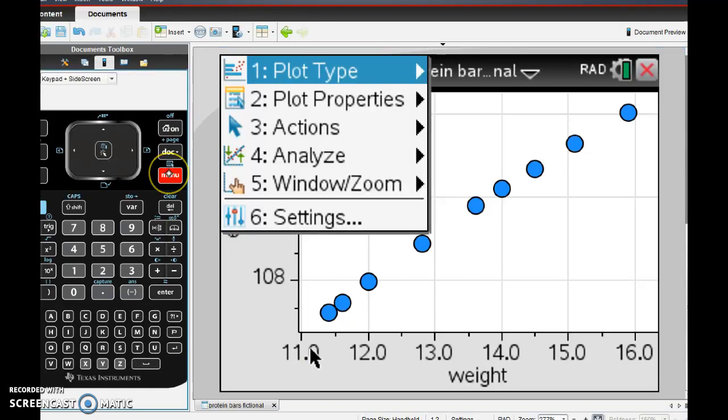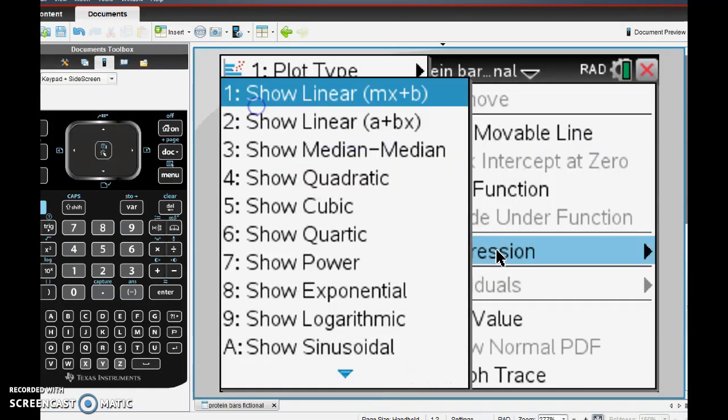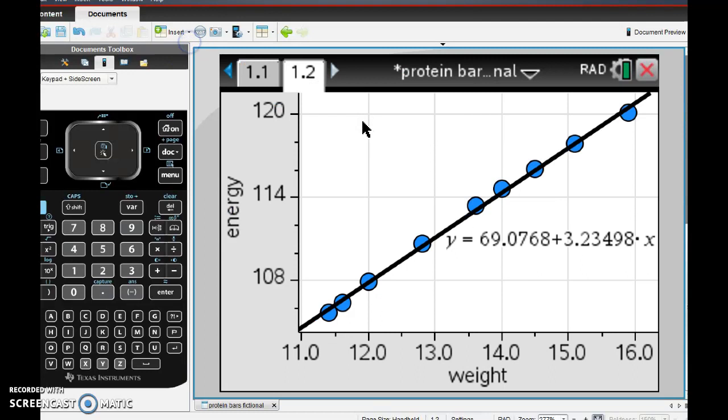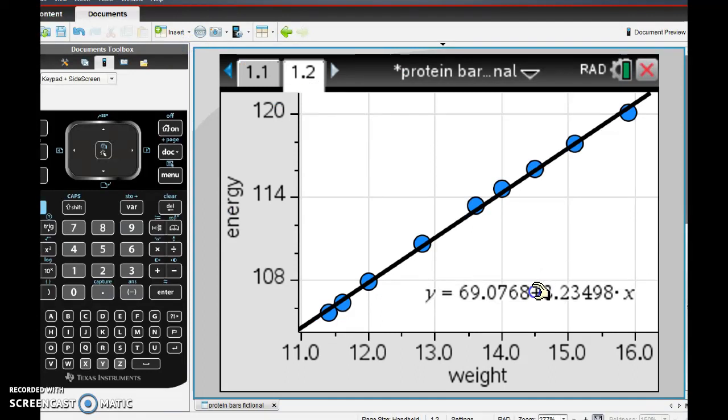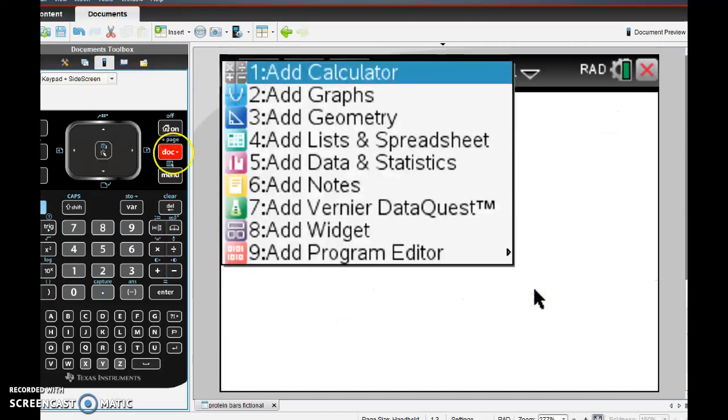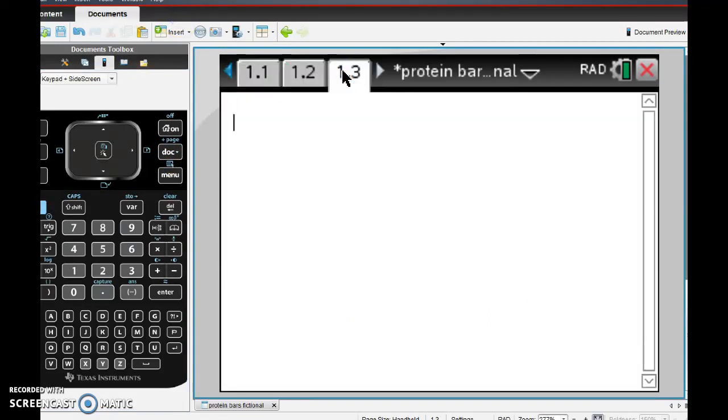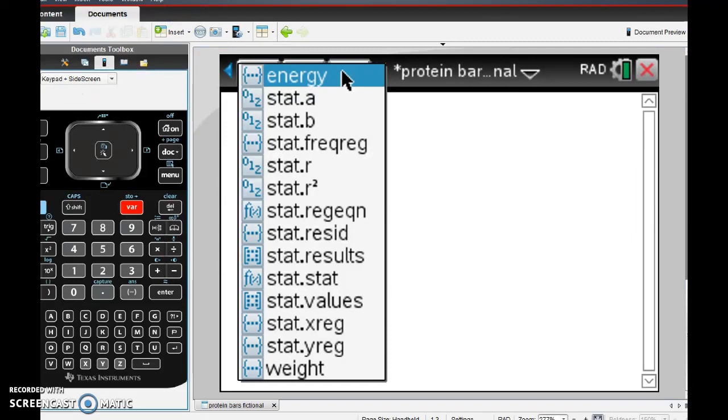So menu, analyze, let's find the regression model. There it is. I don't really care what the equation is. I want the R value. Remember, when you run the regression model, it calculates and stores that R value in the calculator.